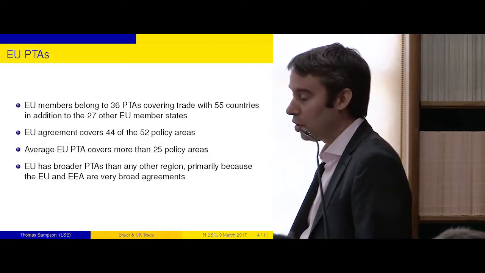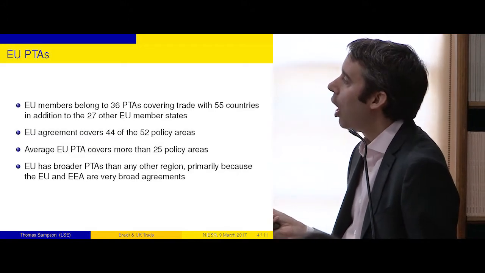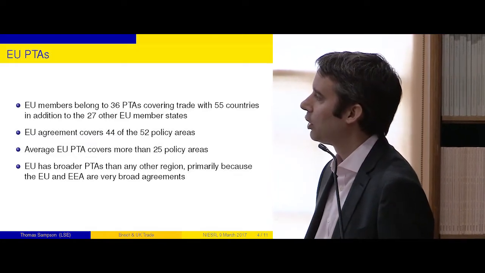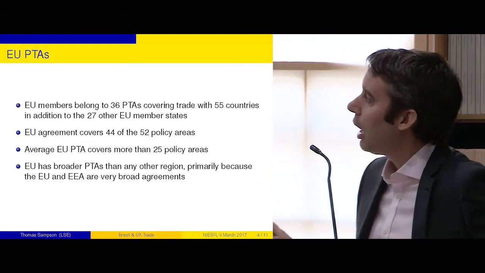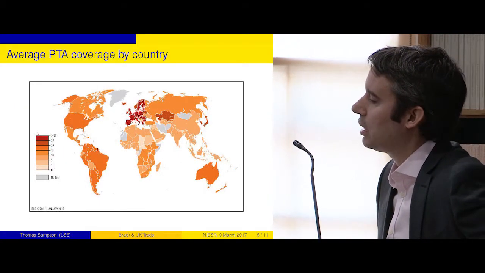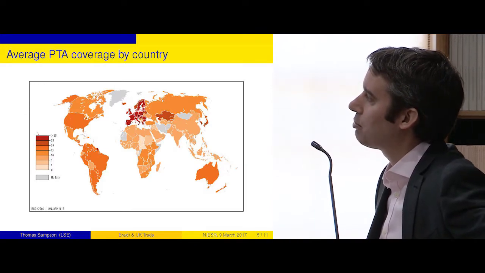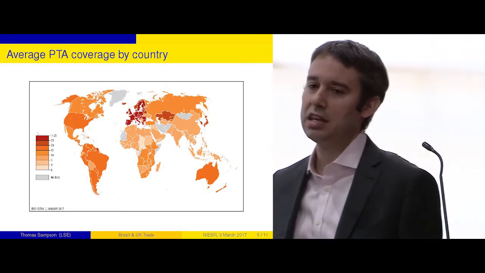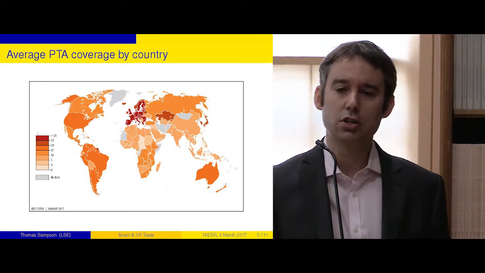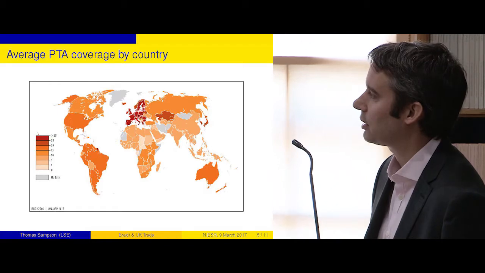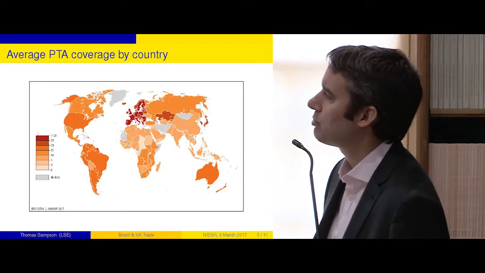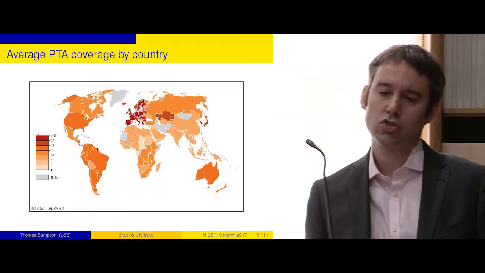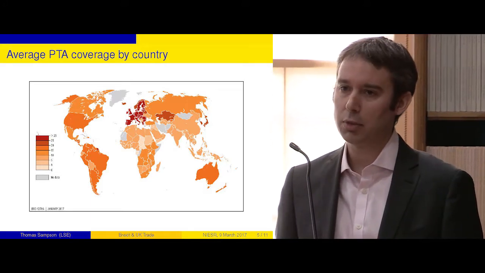If we look at the depth of the average EU preferential trade agreement, the average EU PTA covers about half of these policy areas that are in the database, around 25 policy areas. Comparing that to other regions, which we're doing on this chart here, the EU on average has deeper preferential trade agreements than any other region in the world. The way to read this map is the darker the colour is, the more extensive are the preferential trade agreements negotiated by that region. And you can see the EU countries are the darkest coloured. Also the US has fairly deep preferential trade agreements, as does Australia, and some of the Latin American countries. Africa and Asia typically strike much more limited preferential trade agreements.